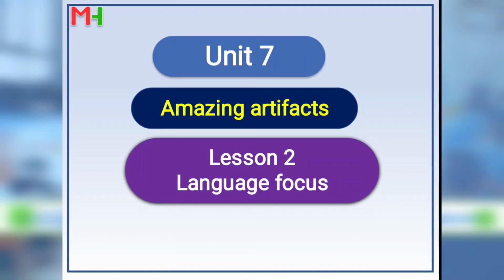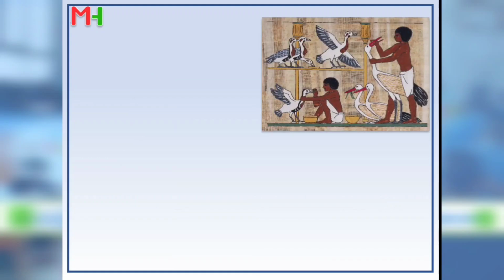Welcome back to second term, and today we are gonna discuss Unit 7, Amazing Artifacts. Listen to language focus. Let's start from this picture. I want you to guess what can you see in this picture. Great job. So we have animals and we have some ancient Egyptians. This picture is about animals in ancient Egypt.